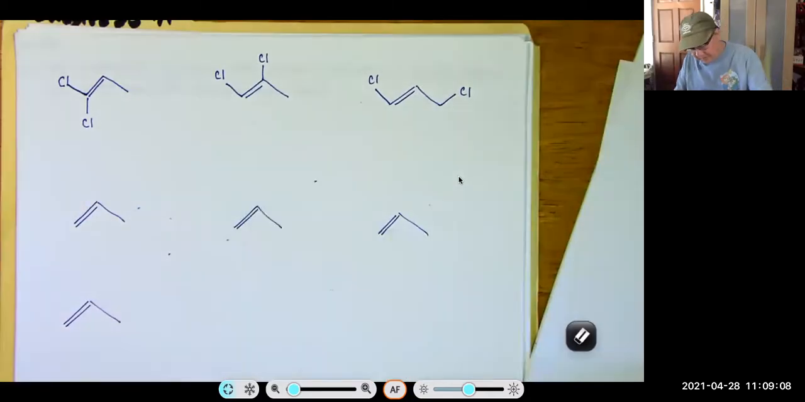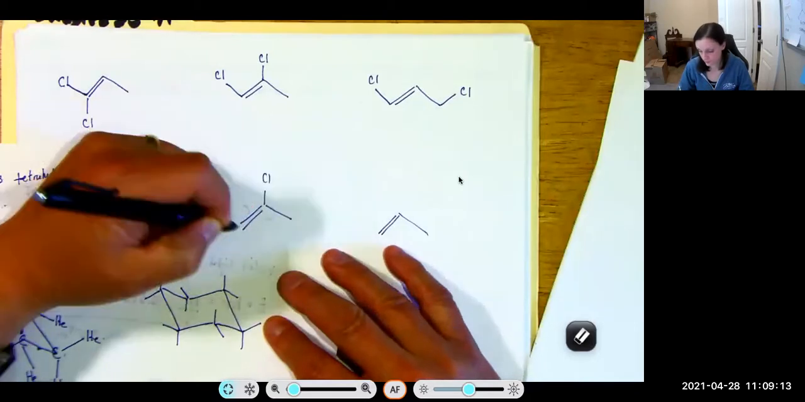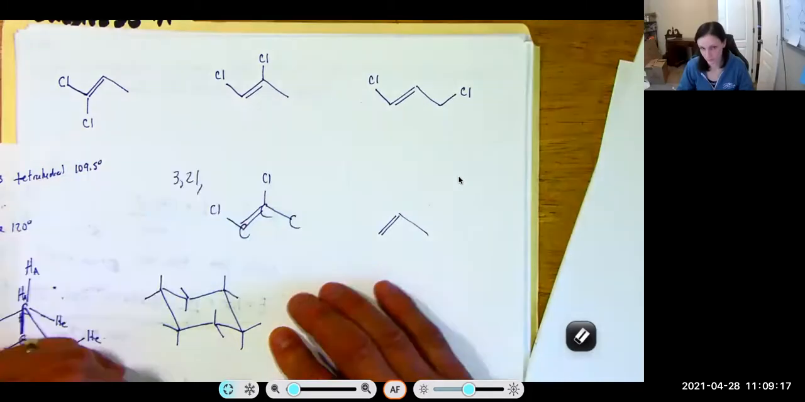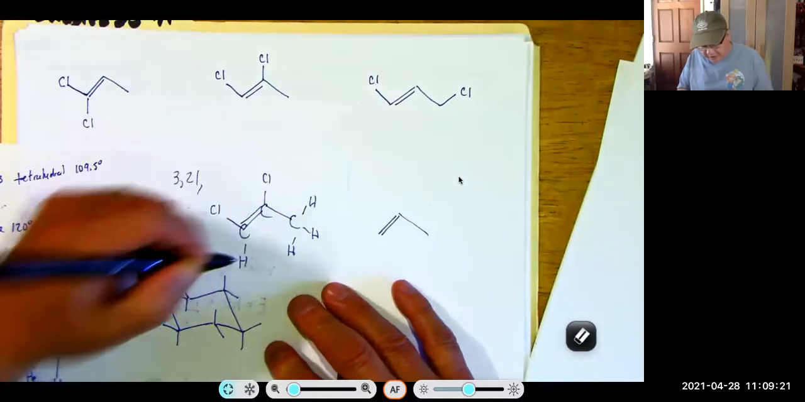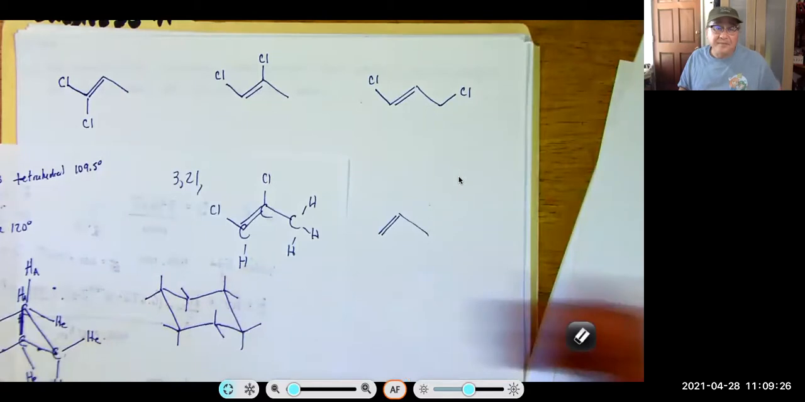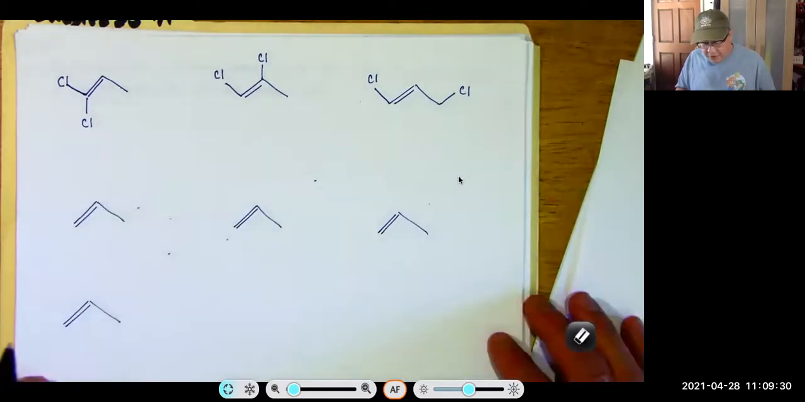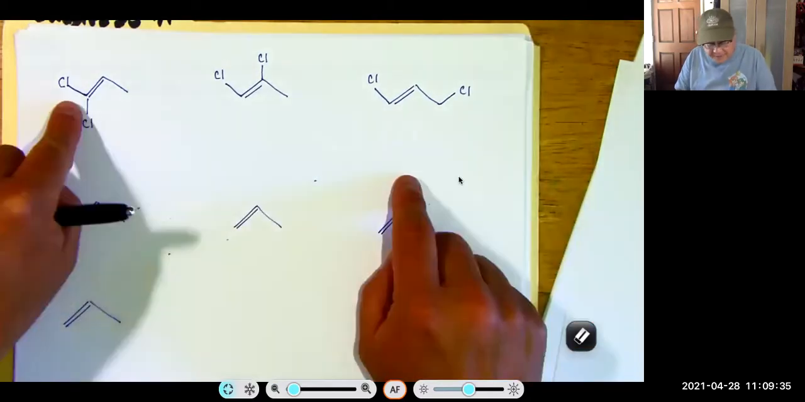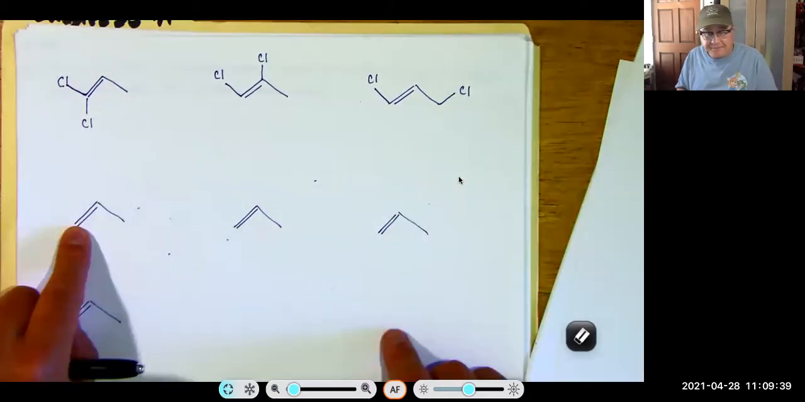Draw in the atoms. And once you do that, you go, oh, there's 3 carbons, there's 4 hydrogens, and there's 2 chlorines. Done. Okay. So I've made 3 of them by keeping 1 chlorine on the first carbon and taking the other chlorine and moving it around, right?